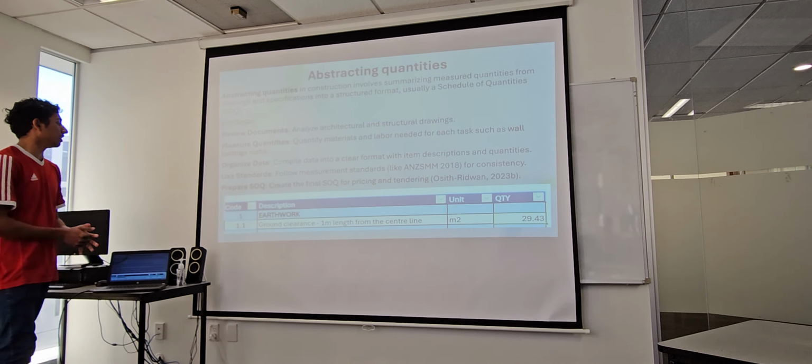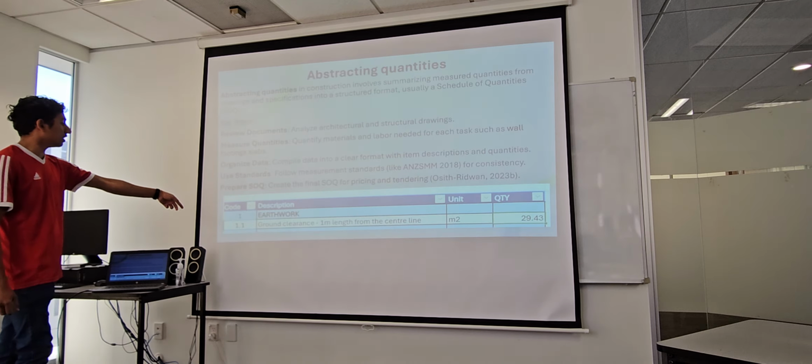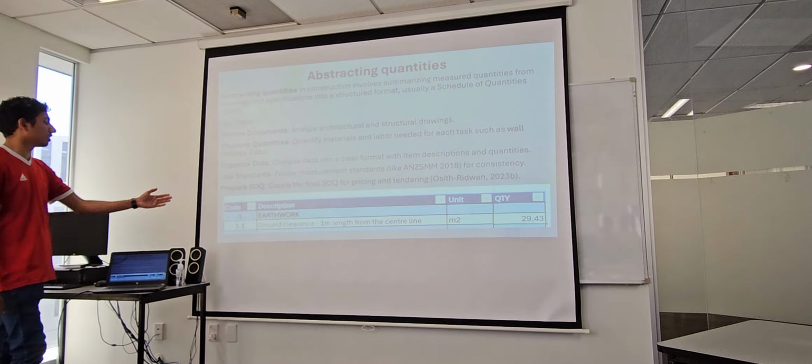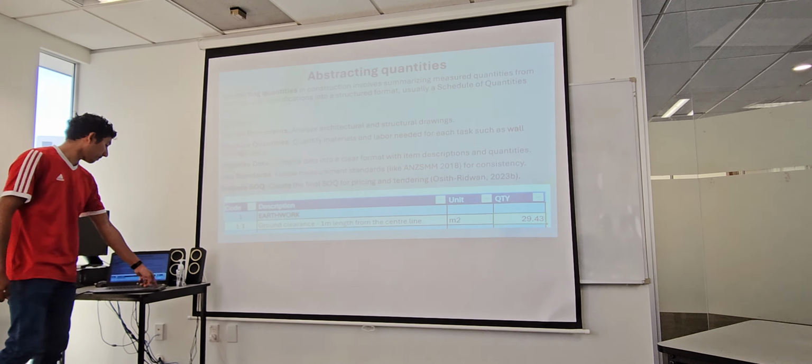So as you can see, there's an example of SOQ, with code, description, unit and quantity, and the code is 1.1, with descriptions as shown below.